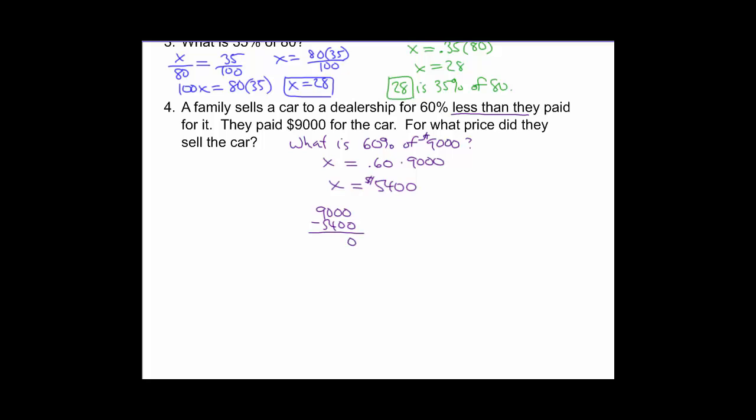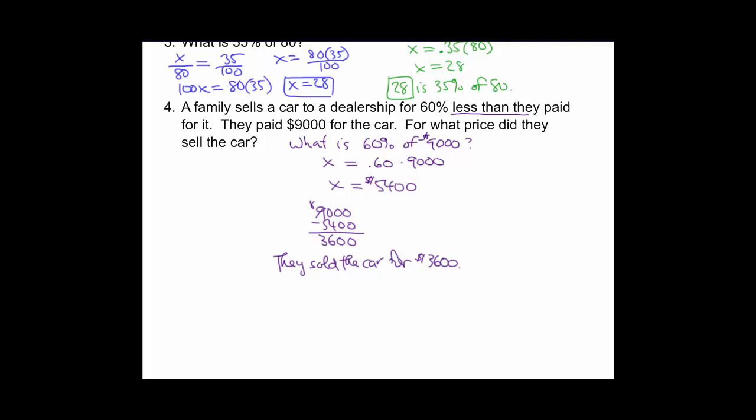So 0 minus 0 gives me 0, and then I have to borrow. 10 minus 4 gives me 6. 8 minus 5 gives me 3. So the question said, for what price did they sell the car? They sold the car for $3,600. That's 60% less than they paid for it.